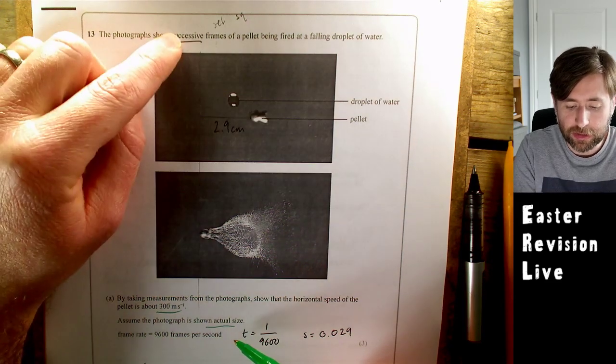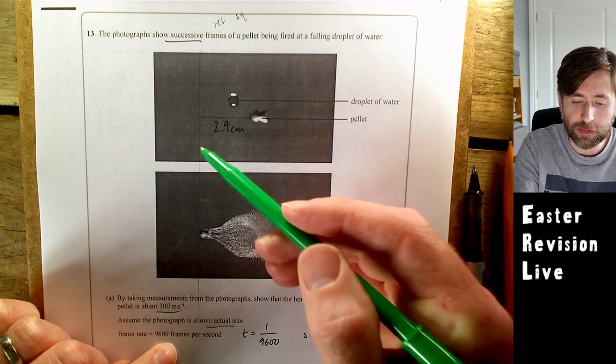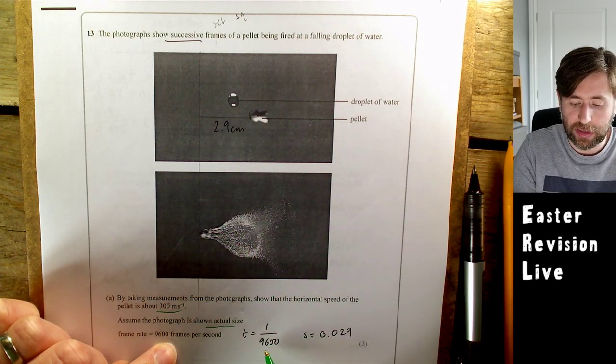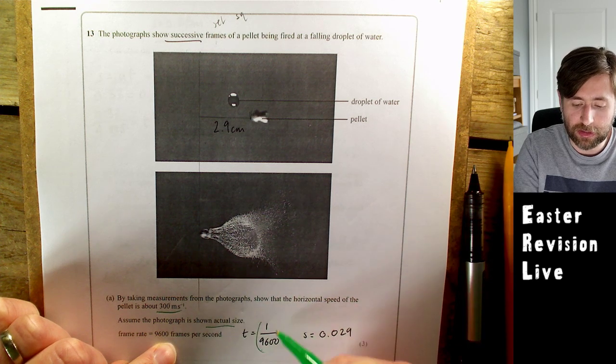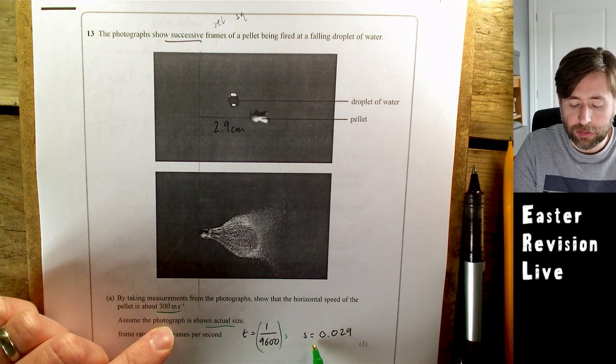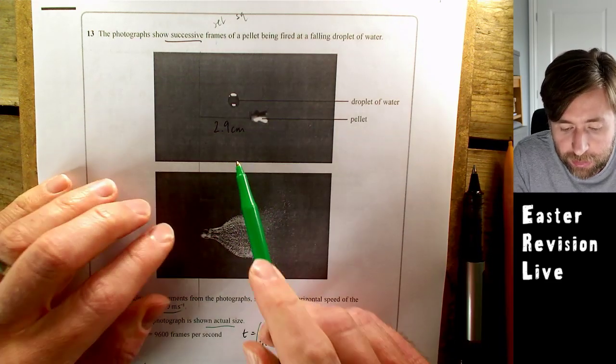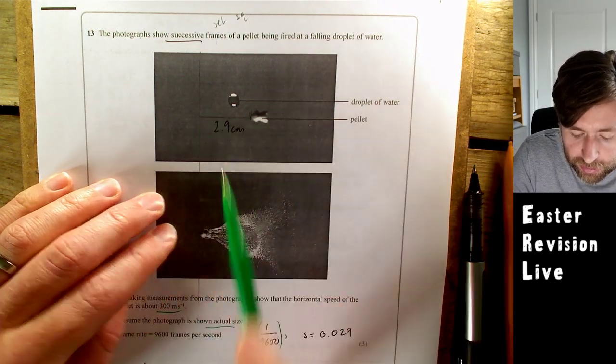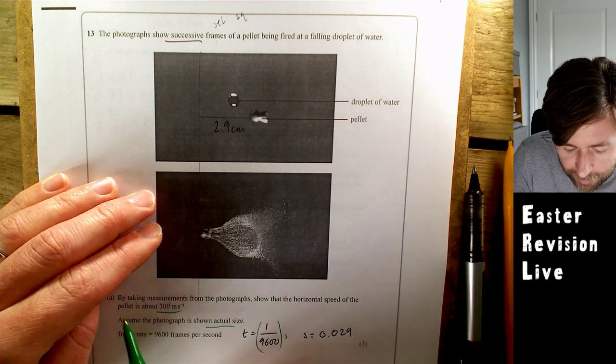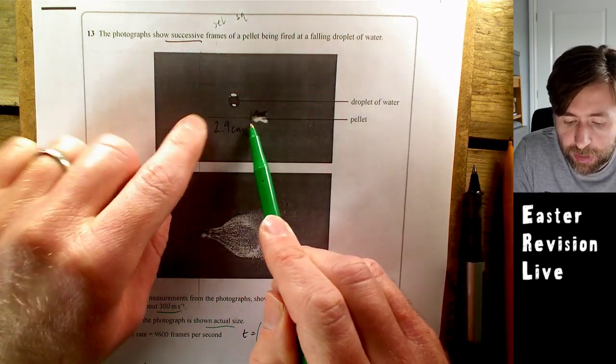And you're told it's successive frames. That means the time between this frame and that frame is 1 over 9,600. So this is the time in seconds. And you're told that you can make measurements of the distance the pellet is moving because it wants the speed of the pellet, and you can make measurements directly on there.